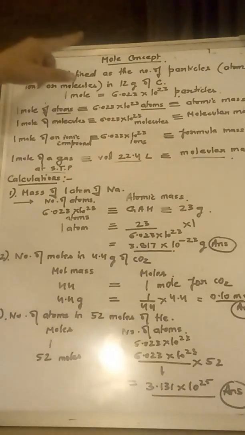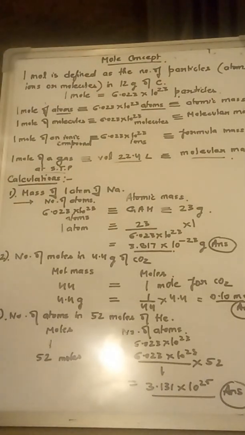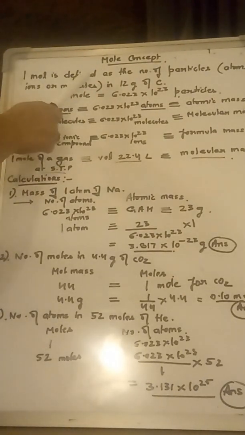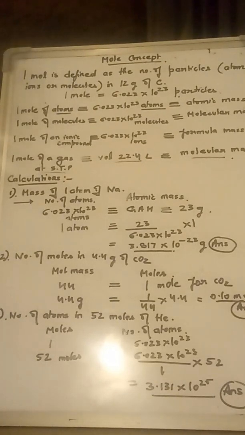So you know already what a mole is. One mole is defined as the number of particles in 12 gram of carbon. The particles may be atoms, molecules or ions. So one mole is actually equal to 6.023 into 10 to the power 23 particles. Now these particles, as I just told you, could be atoms, molecules or ions.